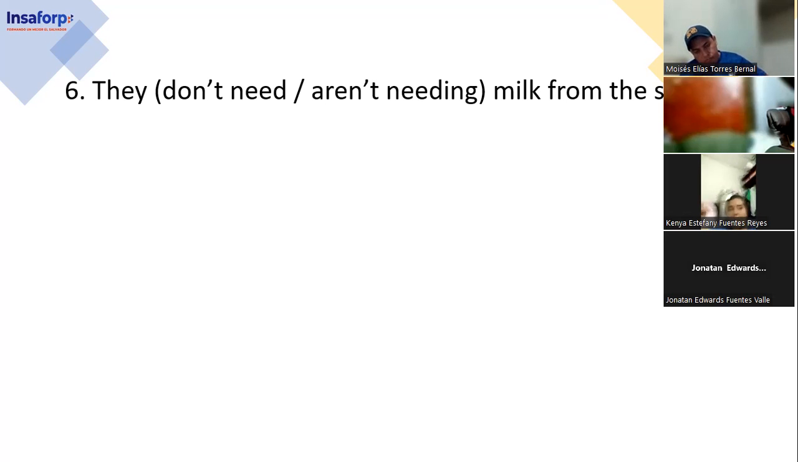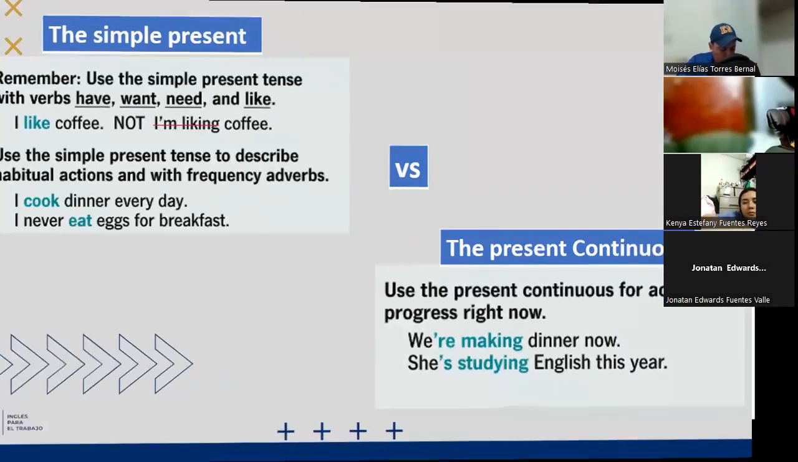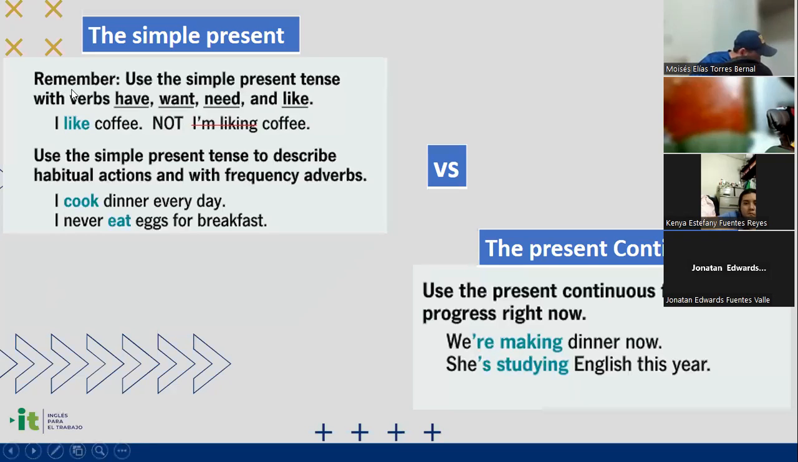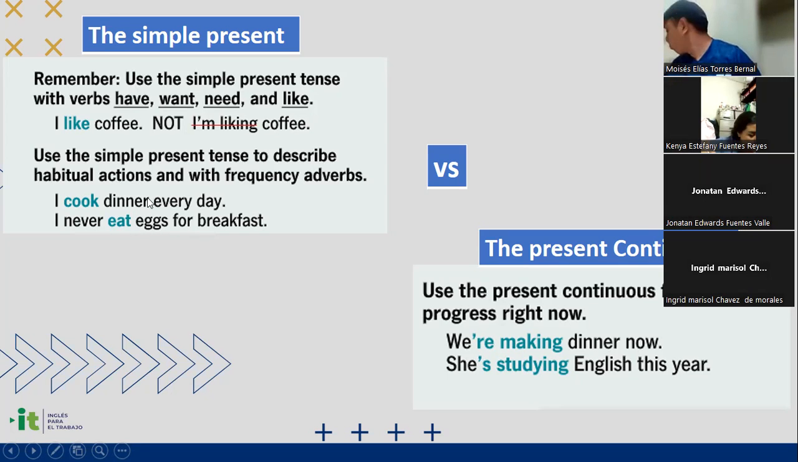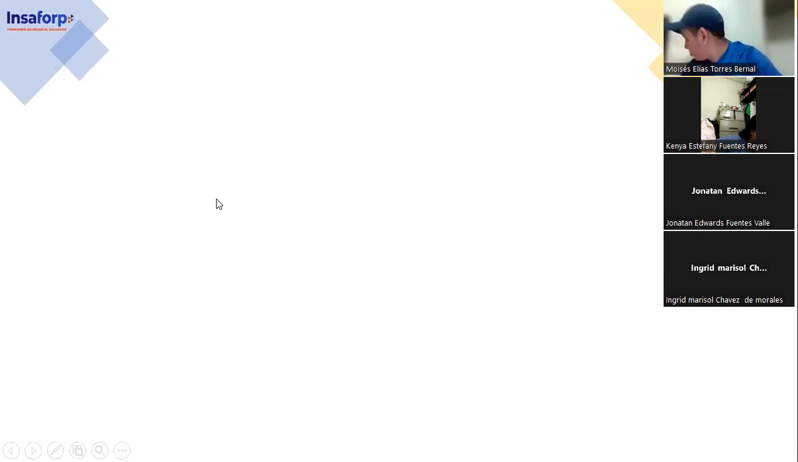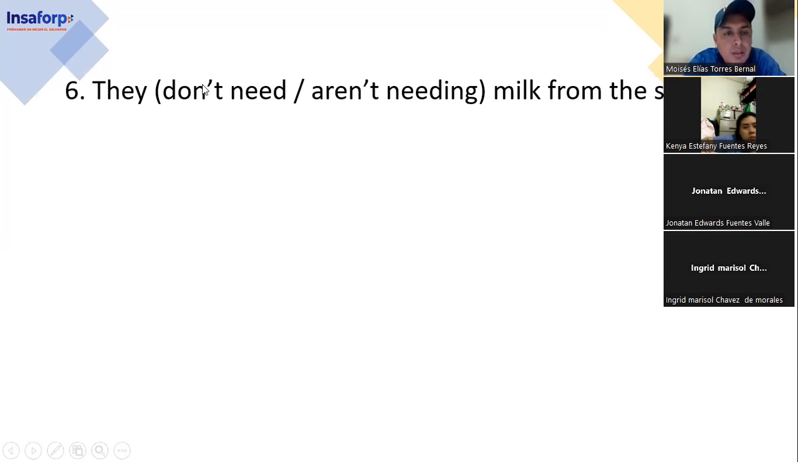Now, let me show you something. When we were watching the structure, right? It says, remember, use the simple present tense with verbs have, want, need, and like. Okay. Simple present. I cook dinner. I never eat eggs. These are examples, right? With the simple present, we use have, want, need, and like. Now let's go to the sentence, right? Sentence number 6. Need. Can I use need for the present continuous or for the simple present? Simple present, correct, right?